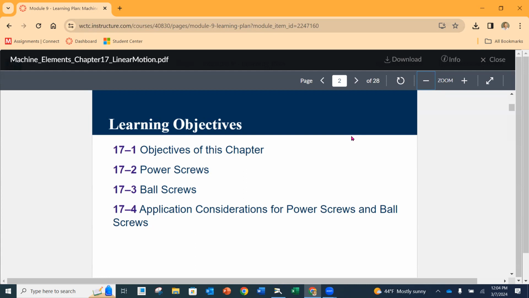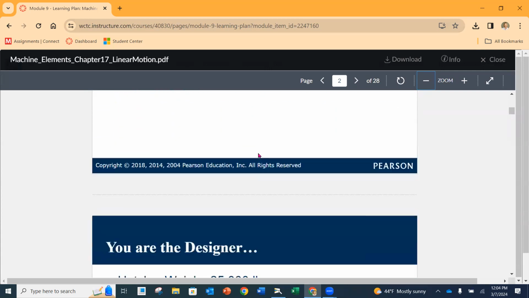Then we're going to look at sizing those and comparing them in an application and seeing some of the cons and the pros of each one of those.